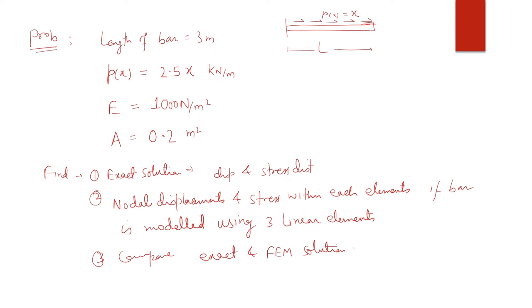Now we will have the length of a bar problem, where the length of the bar is given as 3 meter. And then the distributed load is 2.5x Newton per meter. E, modulus of elasticity, is 1000 Newton per meter square. And the cross section area is 0.2 meter square. It asks to find the exact solution, that is displacement and stress distribution. And then the second problem is nodal displacements. We have to find out the stress within each element if the bar is modeled using 3 linear, 2 nodal elements, and then compare the exact and finite element solution. So we will now write a code in Mathematica to see this.